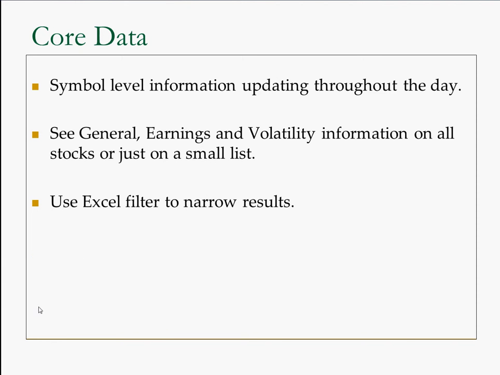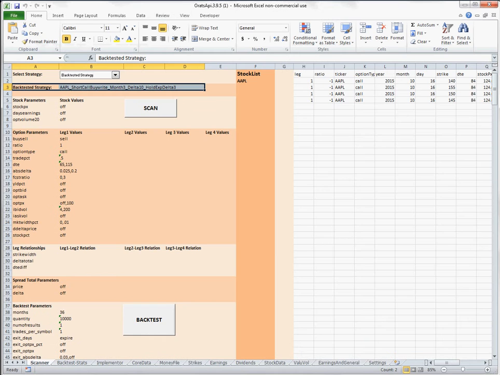So the next tab is the core data, where you see symbol level information. There's a drop down to see general information, earnings information, and volatility information. You could do it on all stocks in the United States optionable universe, which is about 4,200 as we speak. And you could also use the Excel filter to filter down these results.